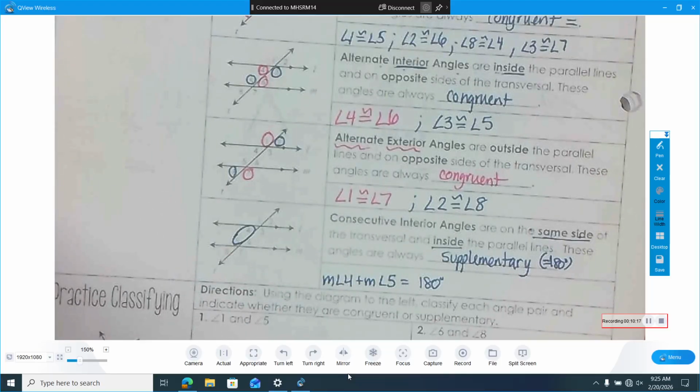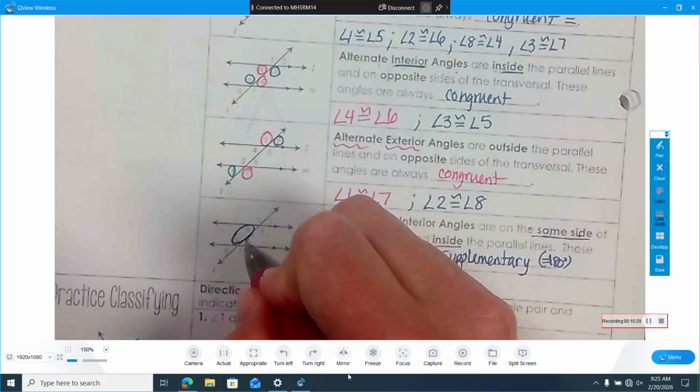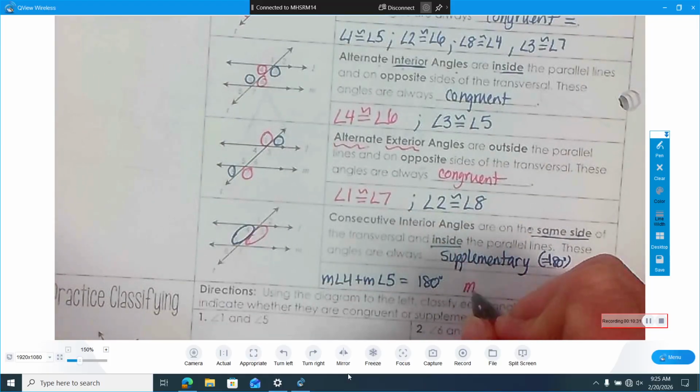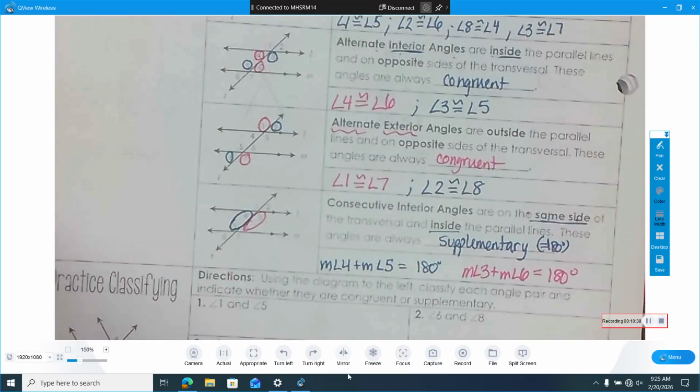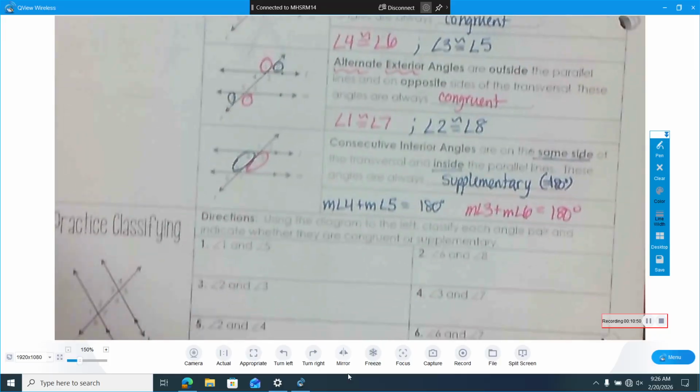So these are called consecutive interior angles. They also might be called same side interior. So they're in between, they're on the same side. What's another pair of consecutive interior? Yeah, 3 and 6. Yep, so the measure of angle 3 plus the measure of angle 6 is also going to be 180 degrees. So they are supplementary. Okay, so those are all the special angle names, you guys. I think most of them are pretty explicit, so that's kind of nice.